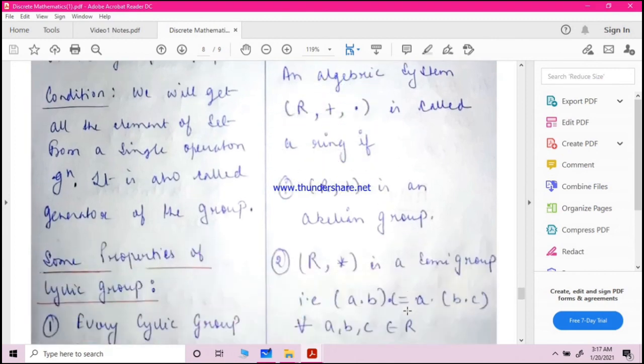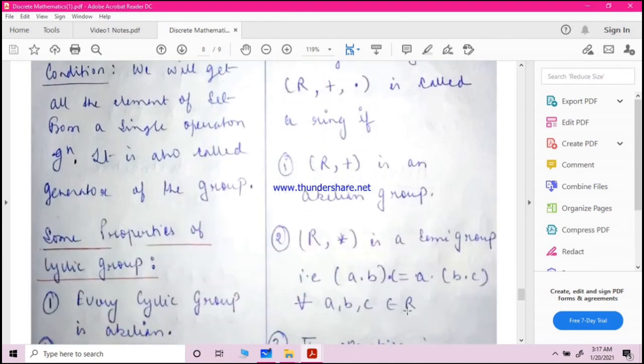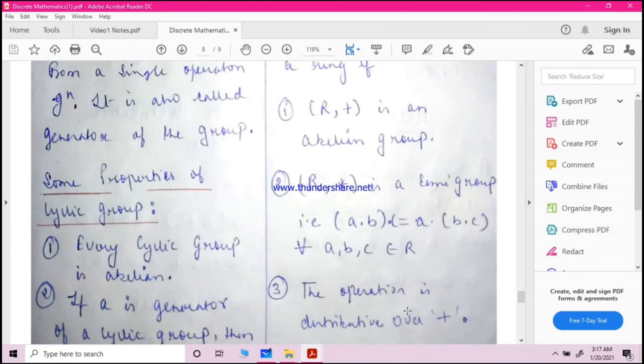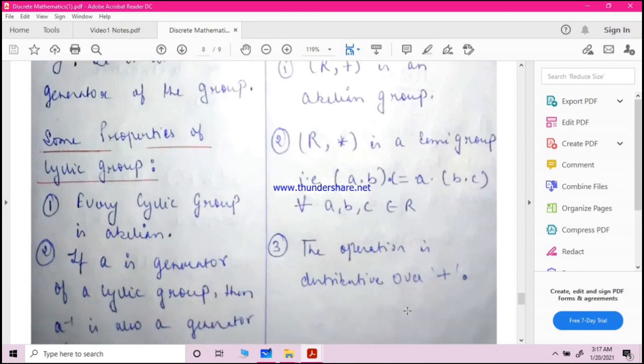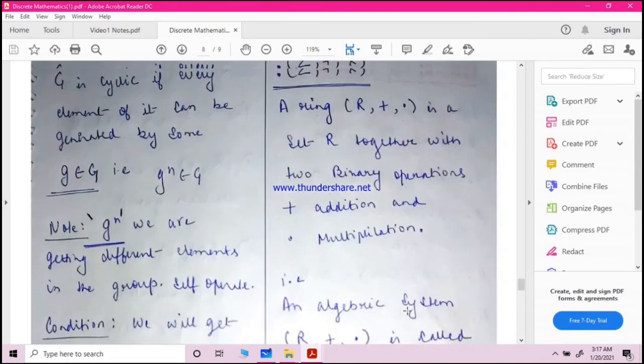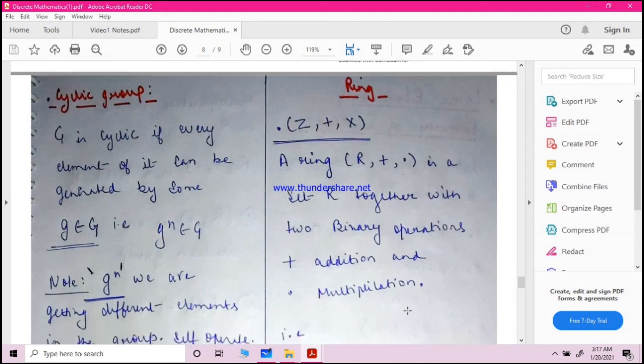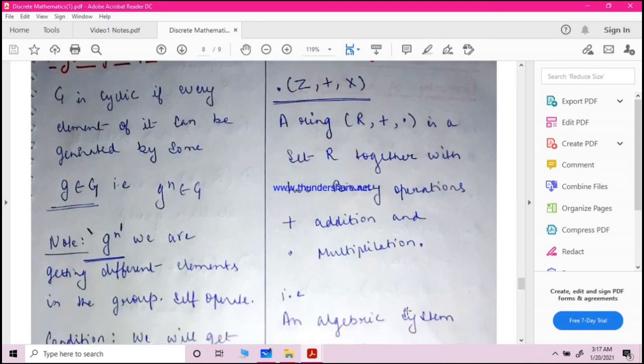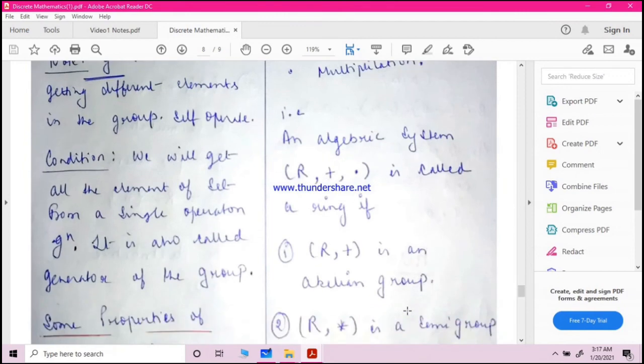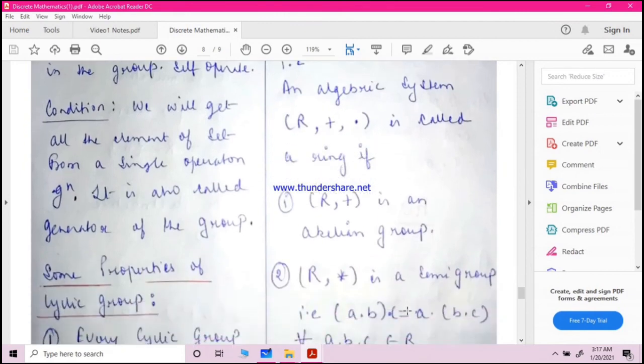Some properties of a cyclic group are: every cyclic group is abelian. If A is a generator of a cyclic group, then A inverse is also a generator of G. Now, what is a ring? So, a ring consists of a set and two operators. A ring (R, +, ×) is a set R together with two binary operations, addition and multiplication. An algebraic system is called a ring if it is an abelian group, it is a semigroup, and the operation is distributive over addition.